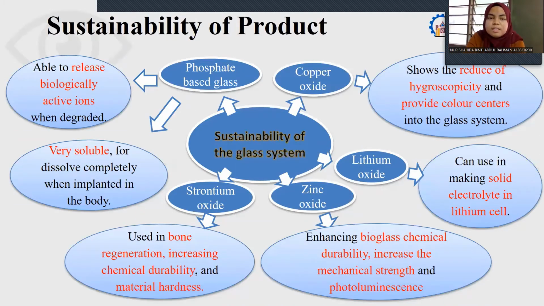Next is the sustainability of the product. The phosphate-based glass is able to release biologically active ions when degraded, and it is very soluble. Copper oxide shows reduced hygroscopicity and provides color centers. Lithium oxide can be used as a solid electrolyte in lithium cells. Zinc oxide can enhance bioglass chemical durability and photoluminescence. Strontium oxide can be used in bone regeneration and material hardness.